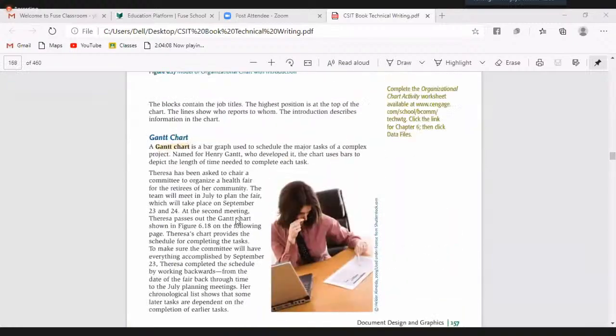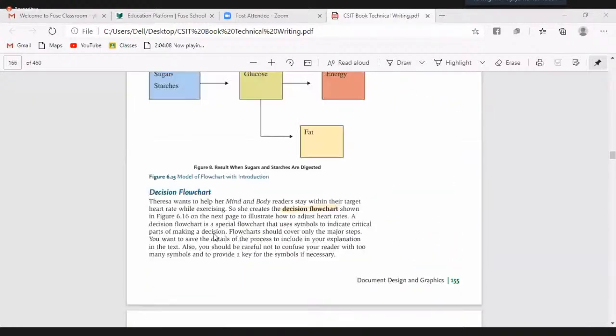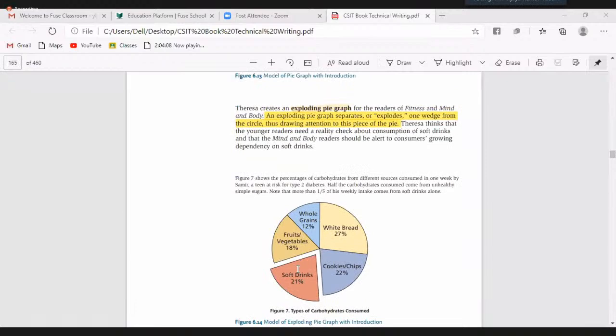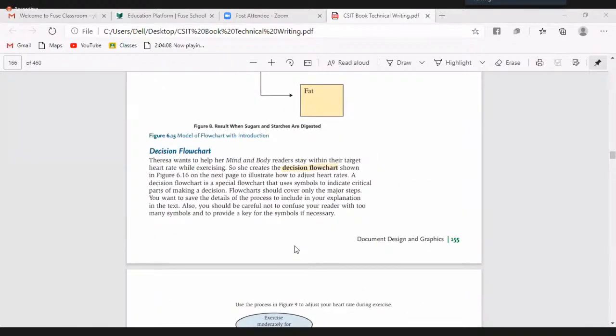Will you study this yourself, or shall I discuss it in the next class? What is to be done? Tell me. Anit Raj Bhandari, yes, sir. What is to be done? Can you read these things yourself and understand, or should I explain in the next class? You could explain, sir. Okay. Then in the next class I'll do it.